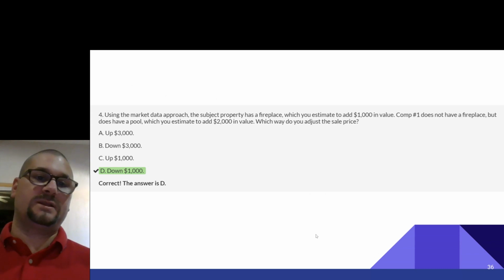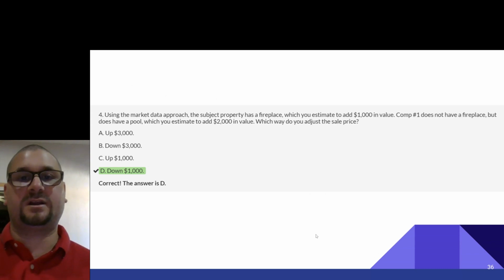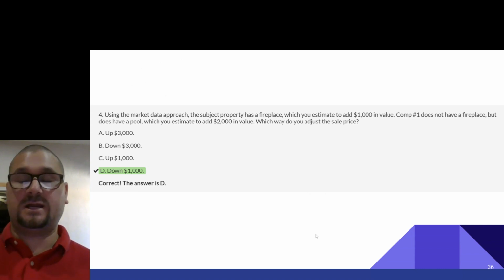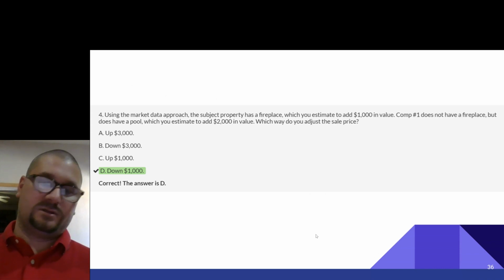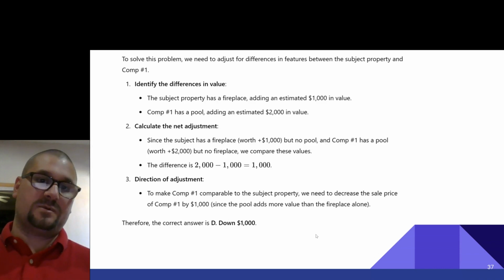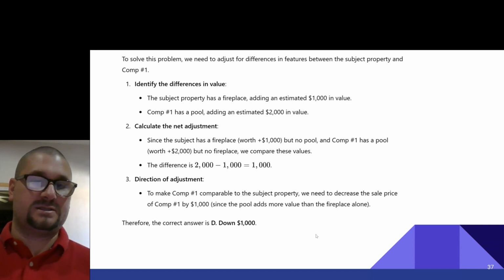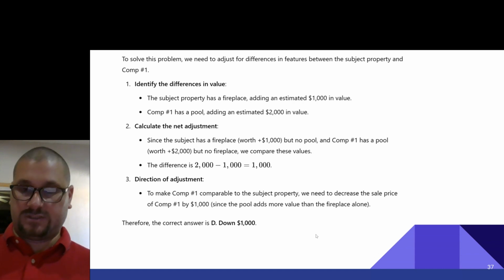So using the market data approach, the subject property has a fireplace, which you estimate to add $1,000 in value. Comp number one does not have a fireplace, but does have a pool, which you estimate to add $2,000 in value. Which way do you adjust the sale price? So to make comp number one comparable to the subject property, we need to decrease the sale price of comp number one by $1,000, since the pool adds more value than the fireplace alone.